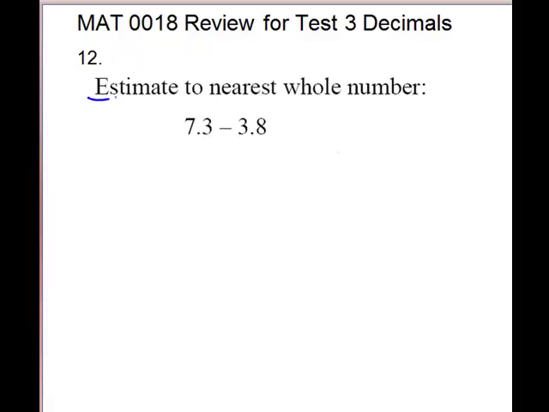Anytime it says estimate, they want you to round before you do the math. So to our nearest whole number would be the ones place. So this will round. A 3 will cause us to just drop it off. If it was 5 or higher, we would round up. So this will be 7. And an 8 is going to push us up. So 7 minus 4 gives us 3. This is to the nearest whole number.